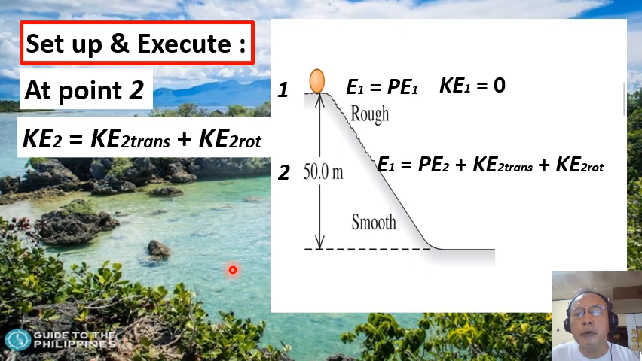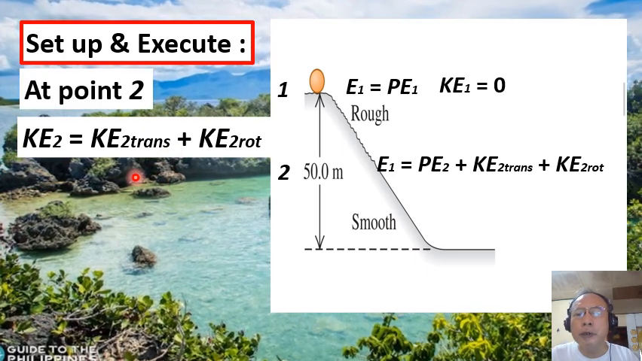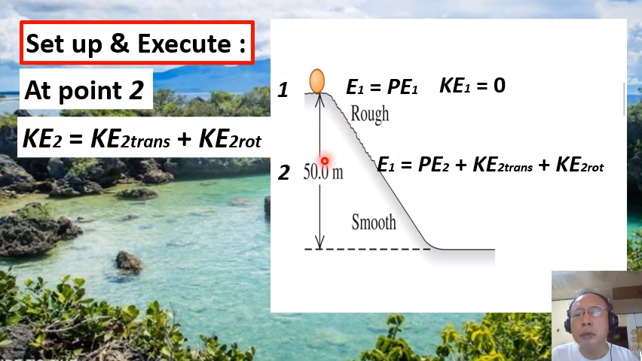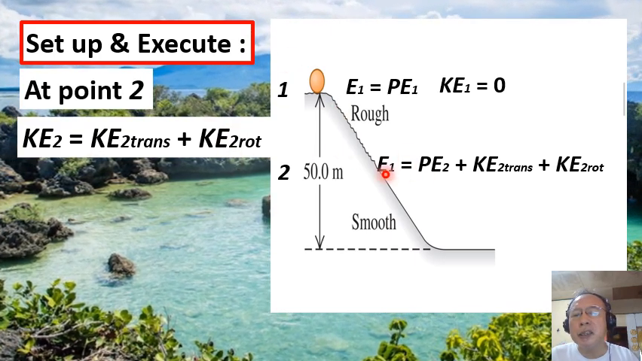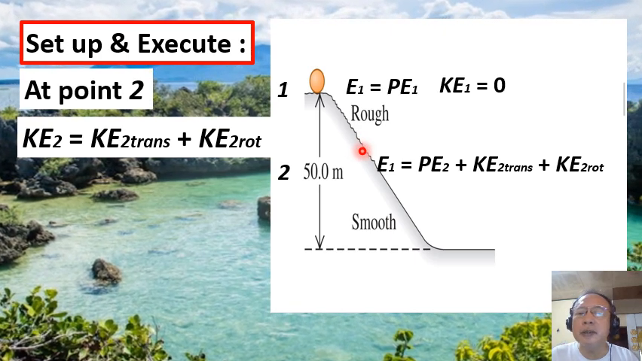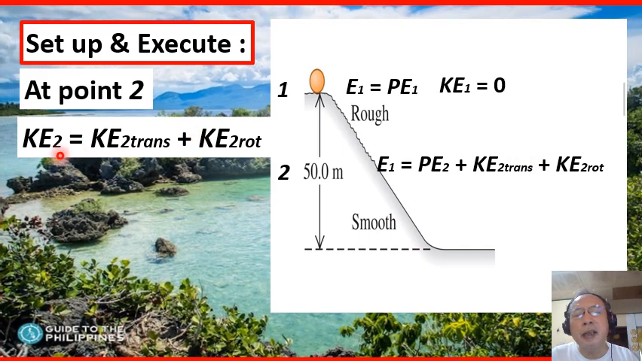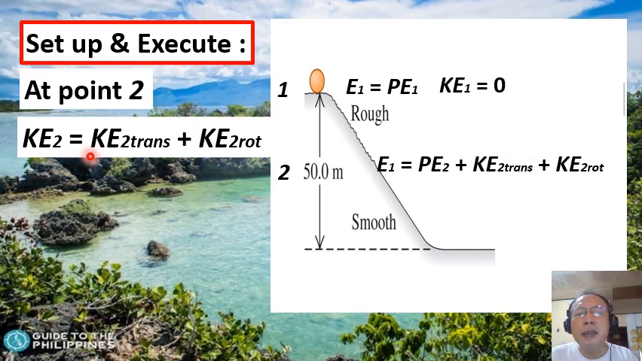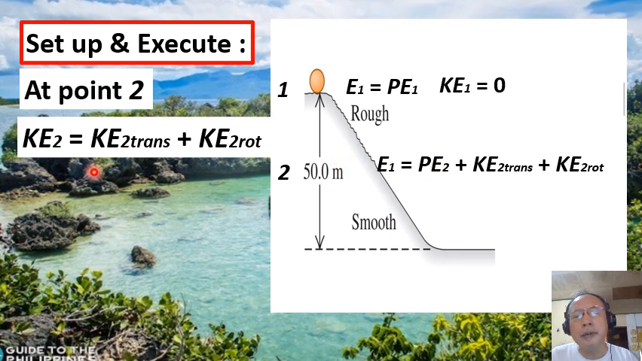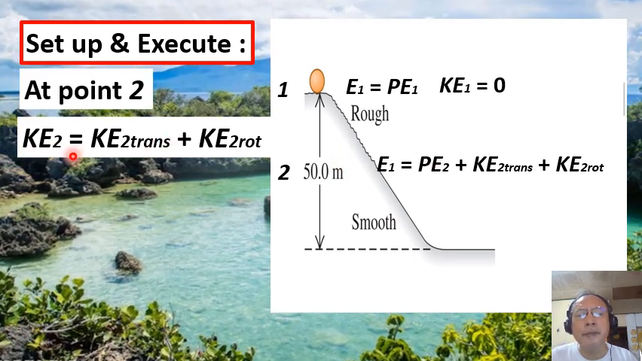Right, so continuing with our solution, we reiterate that when the boulder started rolling from level 1 to level 2, it is, in fact, losing potential energy, but at the same time gaining kinetic energy in the form of translational and rotational. All right? So we have that equation here.